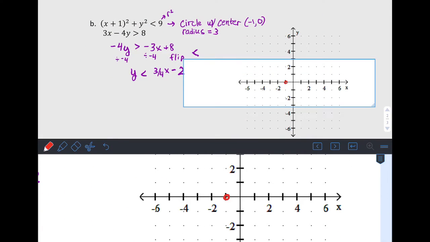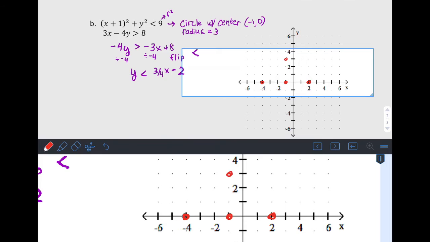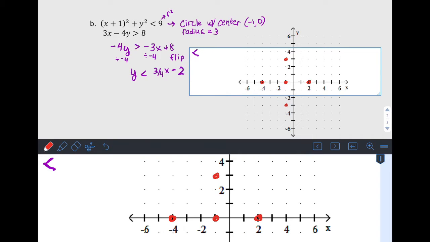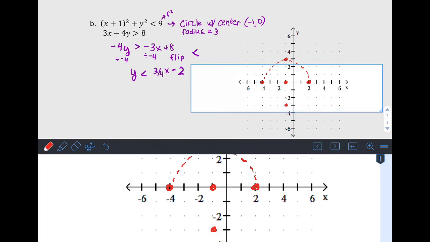Let's go back up and graph this circle. So center at negative 1, 0. I'm going to count out 3 units in all directions, and then I'll draw in my circle. Oh, hang on, wait, this is a dashed line. Oh, dashed circles, so much fun. There we go, something like that.